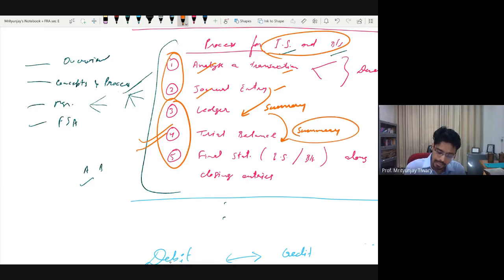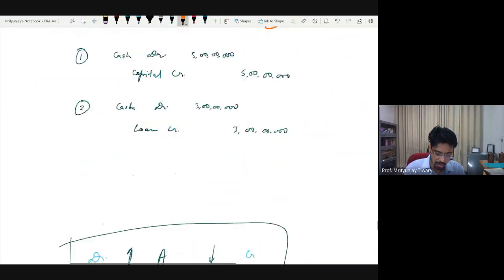Once we have this, then we will prepare our end results, which is what? Our income statement and balance sheet. So let's see how it goes. So now we are talking about this step. We are in step number 3, that is preparation of a ledger. So let's go about it.